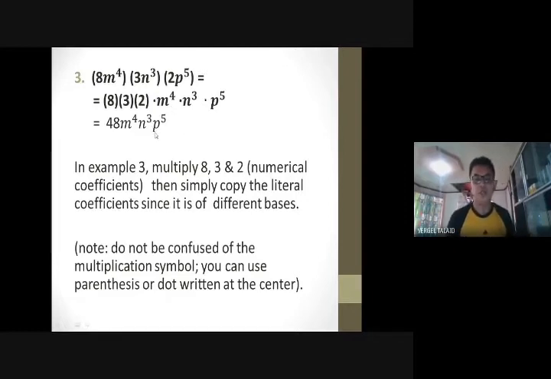Do not be confused by the multiplication symbol. You can use parentheses or a dot written at the center. So this time we are going to have this multiplication, parentheses and the dot, which mean multiplication, the same.